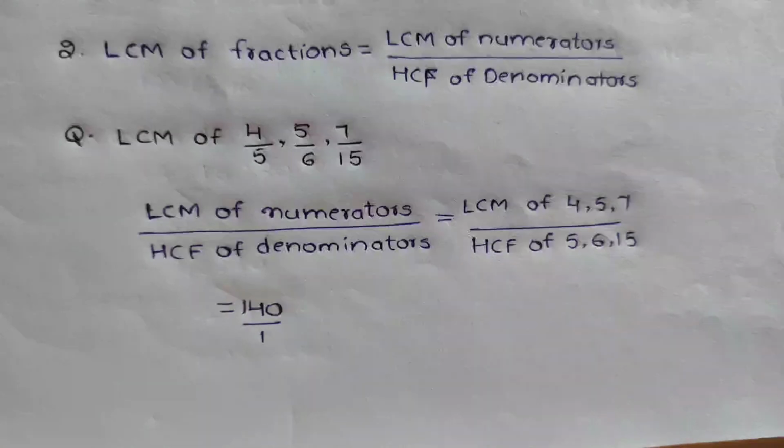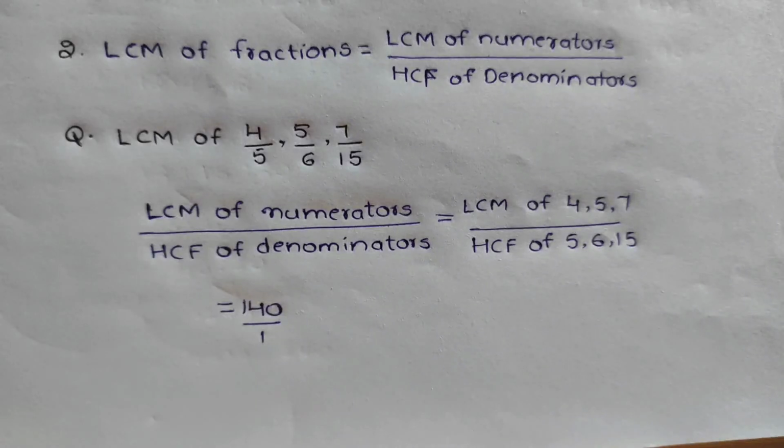That means 5, 6, 15 can be written as 5 ones are 5, 6 ones are 6, 5 3s are 15. Or you can also write 15 as 15 into 1. So the only common factor in these three numbers is 1. So 1 will be the HCF of 5, 6, 15. So 140 is the answer.